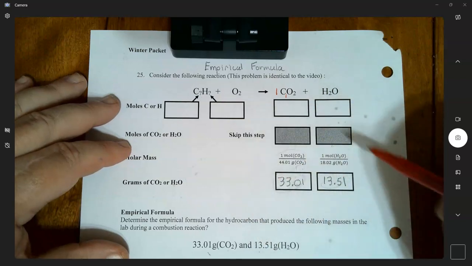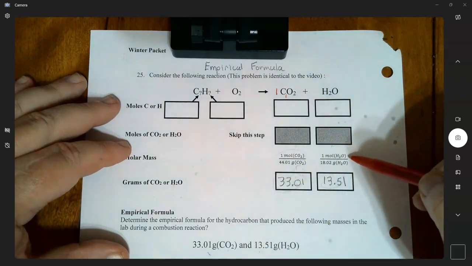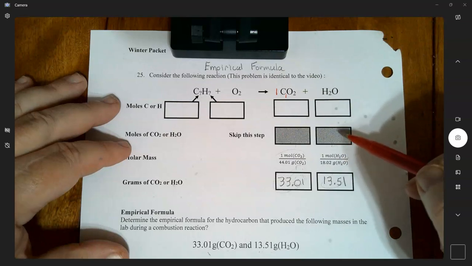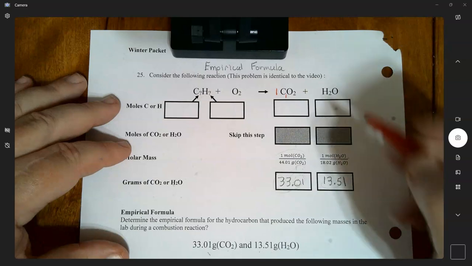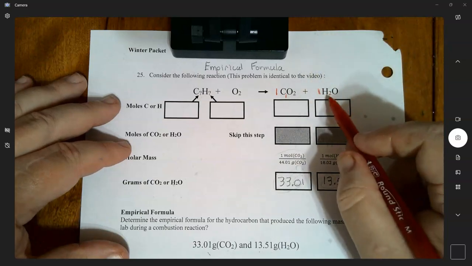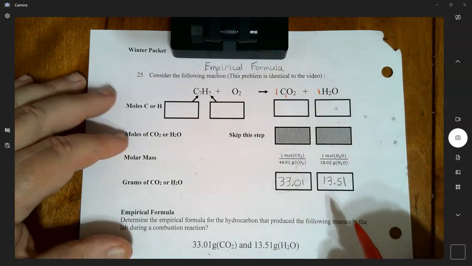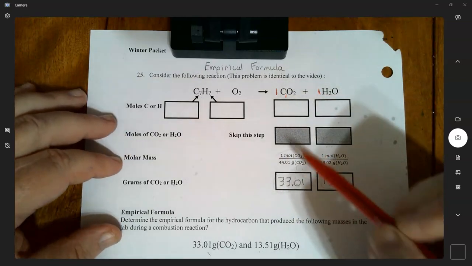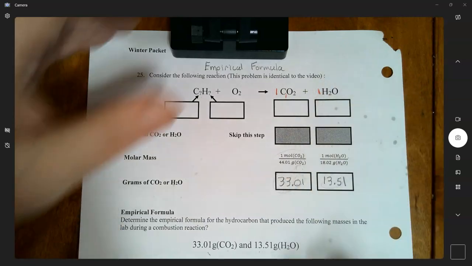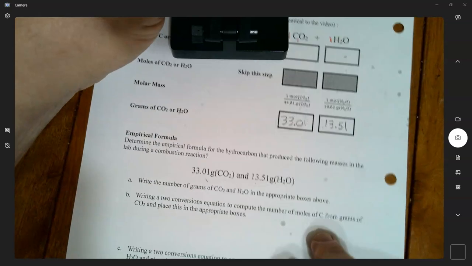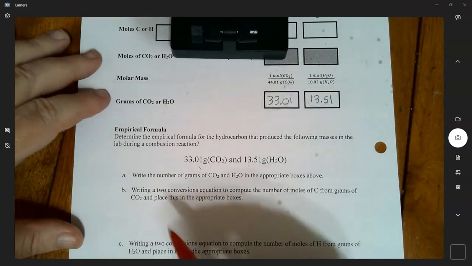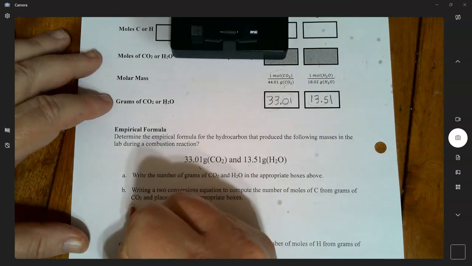For water over here, we're going to start with the grams. We're going to use the molar mass to convert to moles of water. And then from moles of water, we want to get to moles of hydrogen. And we can see that for every 1 mole of water, we have 2 moles of hydrogen. Okay, so we're going to go ahead and use that 2-step equation to figure out how many moles of carbon and how many moles of hydrogen. So we'll come down here and do that. And this one is just for the carbon dioxide, so we're going to start with this.